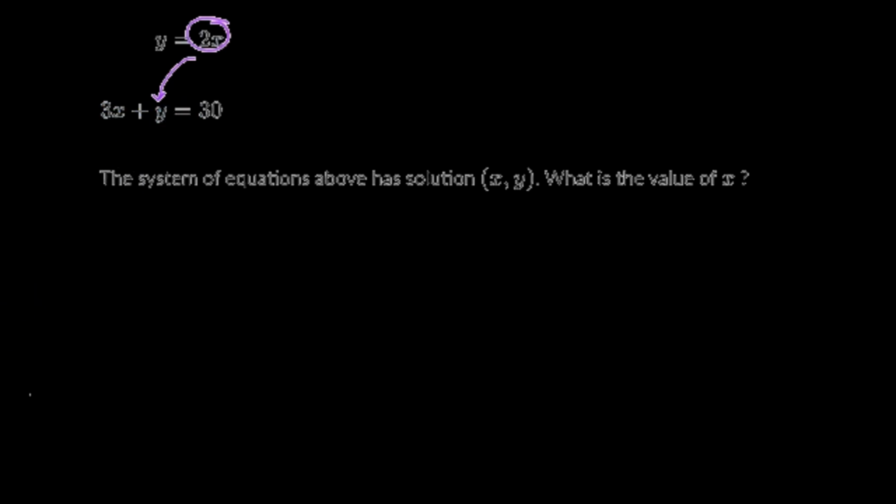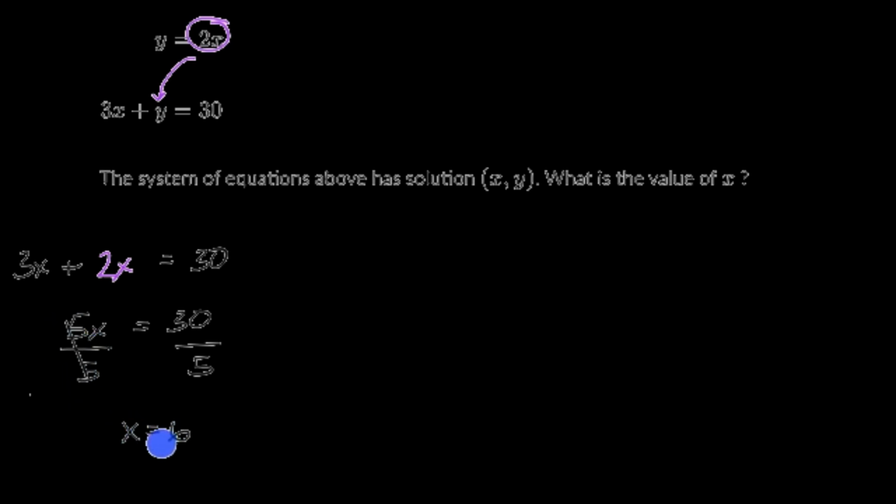Well, this second equation here becomes 3x plus, instead of y, I can write 2x because I'm substituting. And then that is equal to 30. And then what's 3x plus 2x? Well, that of course is equal to 5x is equal to 30. I can divide both sides by 5, since that's the coefficient on the x term. And I get x is equal to 6.